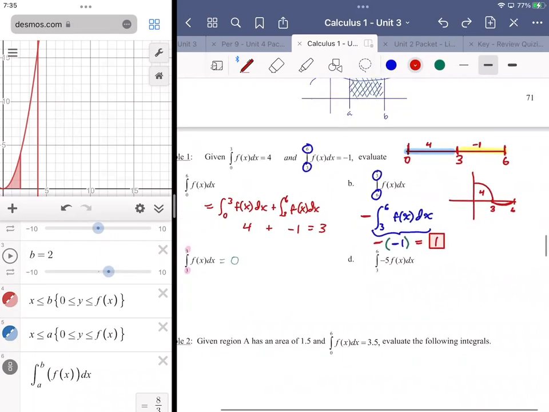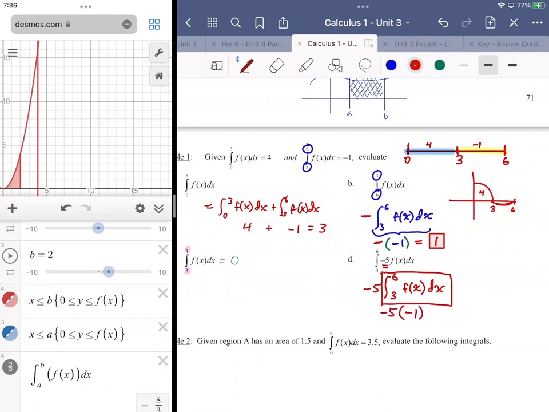And the last one that we'll do tonight is D, because that's the easiest one, and it's a nice way to finish. I have a constant multiplier of -5. I'm going to pull this out. Now I have the integral over the interval of 3 to 6, which was given to me as a -1. -5 times -1 is equal to +5. So what that gives me is an area.